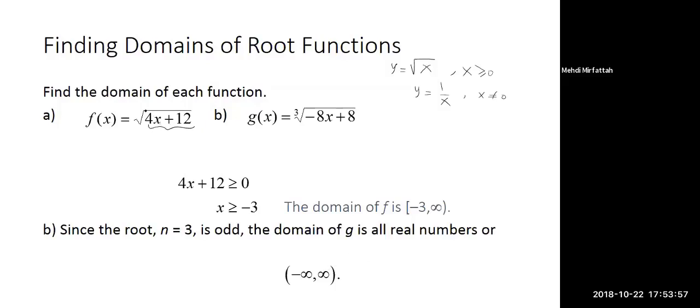The only restriction that we look for is when the root is even. If the root is odd, look at the graph of that, use your calculator, you can see the graph would cover everywhere from negative infinity to positive infinity. It's always going to be all real numbers, exactly.